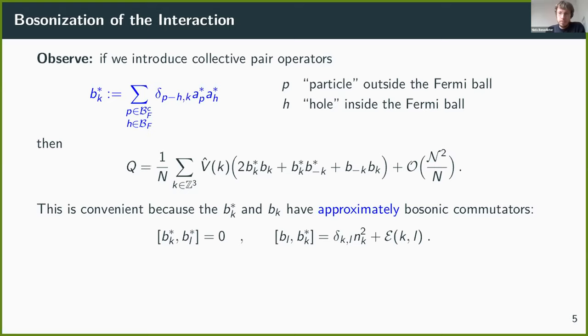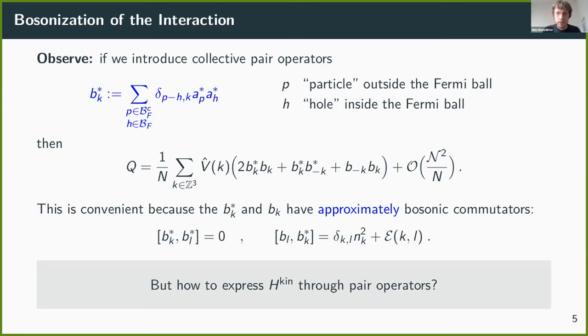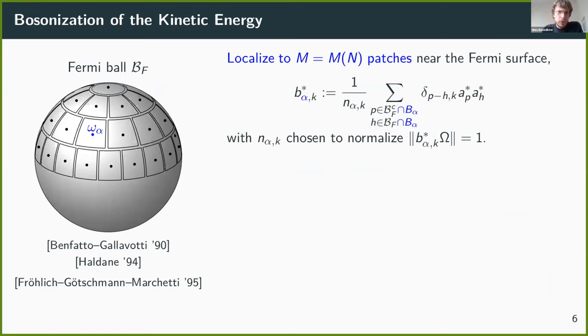The non-trivial question is what do you do with kinetic energy? And there you have to go a bit deeper and use this procedure that you cut up the entire surface of the Fermi ball into regions, which are these rectangles I've sketched here. I put M of these patches on the Fermi surface and I localize the B star operators. In renormalization group, a similar procedure is sometimes called the sectorization of the Fermi surface.